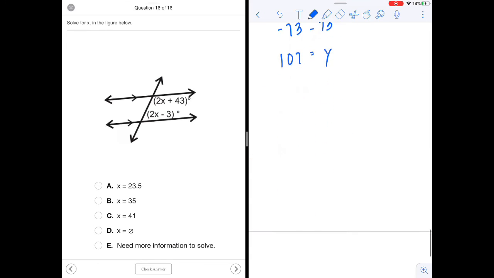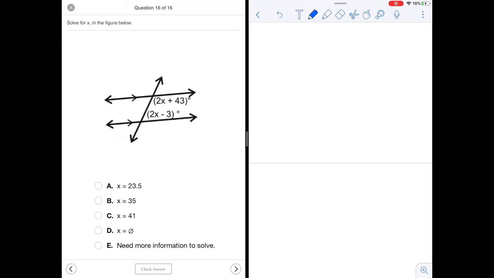All right, last problem. Solve for X in the figure below. We've got parallel lines with the transversal, so we know we can make some conclusions about the measures. Looking at how we would name these angles, they're on the inside of my parallel lines and they're on the same side of the transversal. So these are consecutive interior angles, which means they should be supplementary. If I add those two measures together, I should get 180.